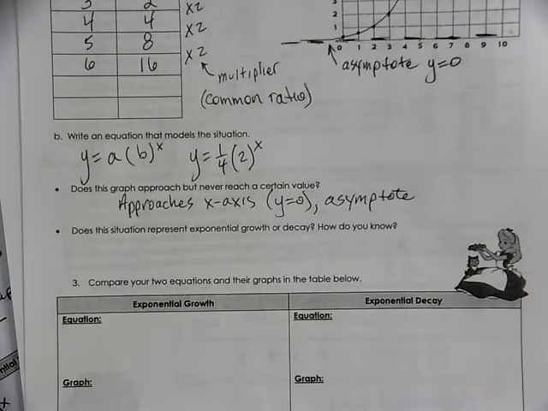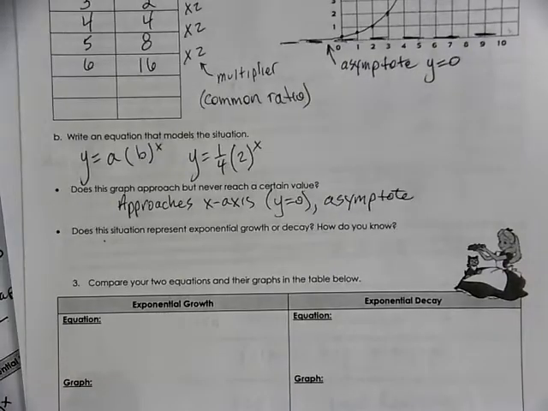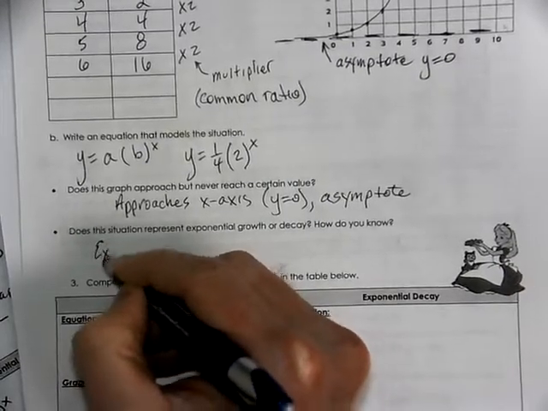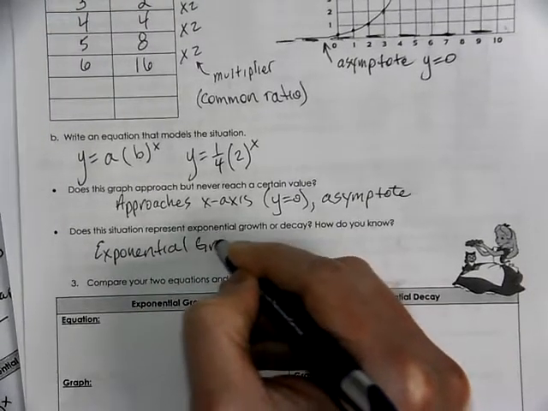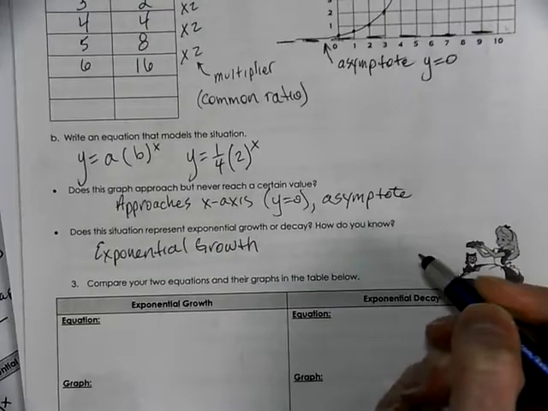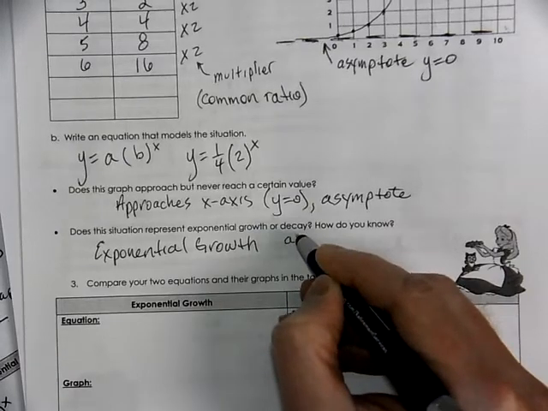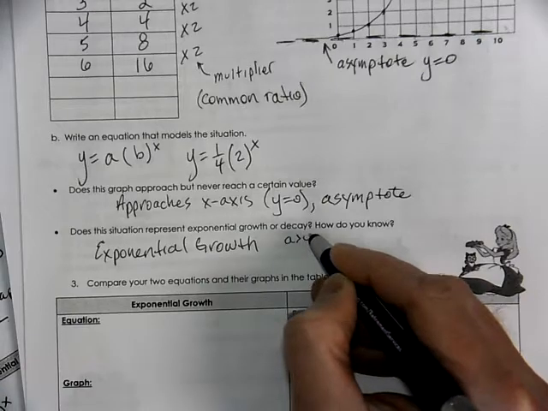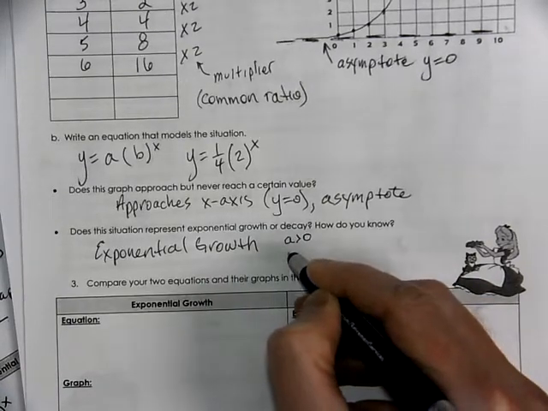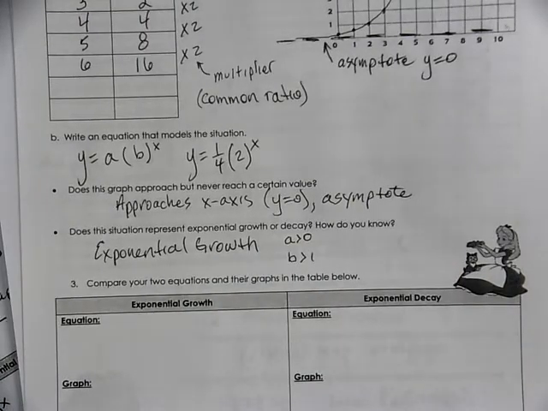Does this situation represent exponential growth or exponential decay? Exponential growth. We know that the A value is greater than 0. And the B value is greater than 1. So we know that this is exponential growth.